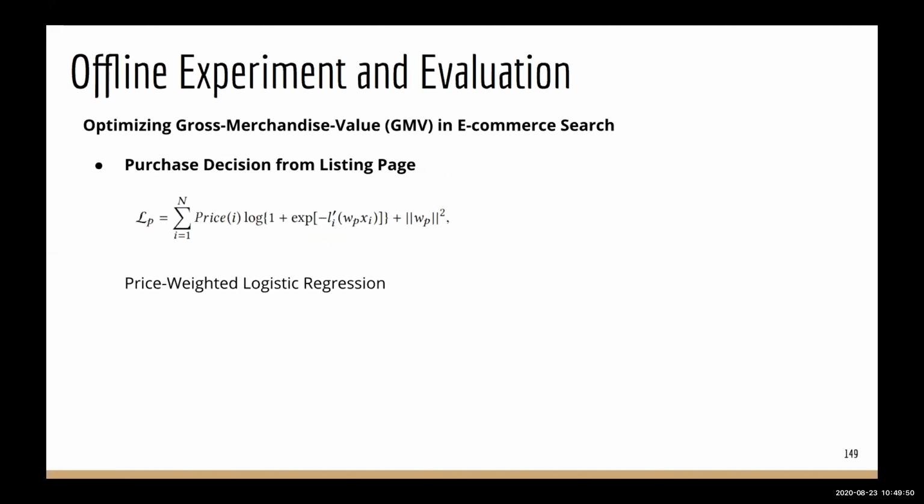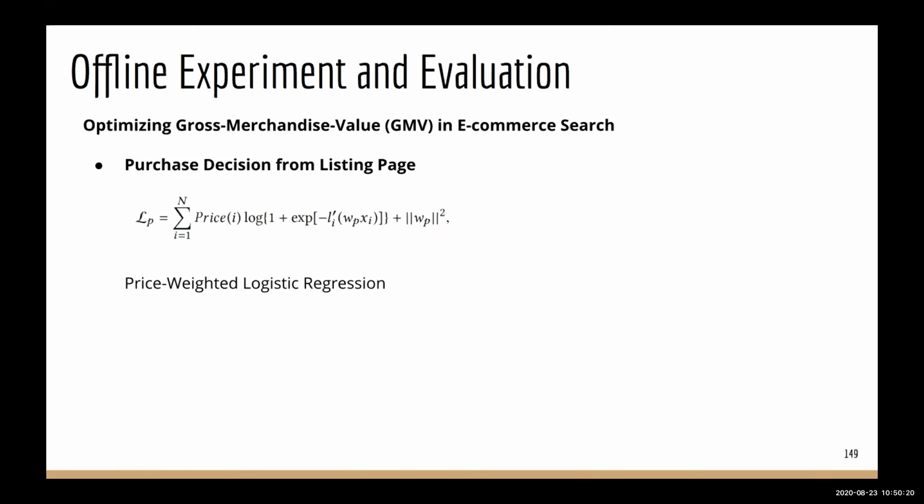On the purchase decision page, on the listing page, what we have is a binary decision where we want to optimize how likely a user is going to purchase this item. In this case, it's just a logistic regression. Now, in order to regularize very high or very low price items, we regularize with a price-weighted logistic regression.